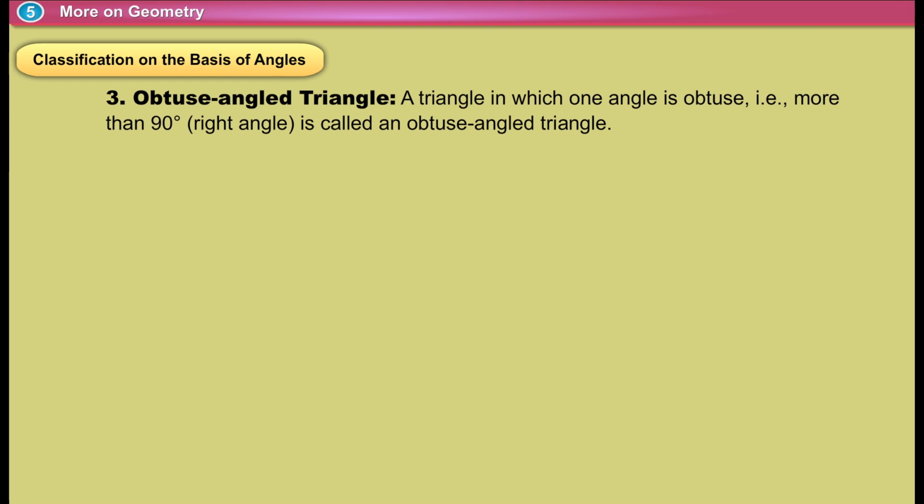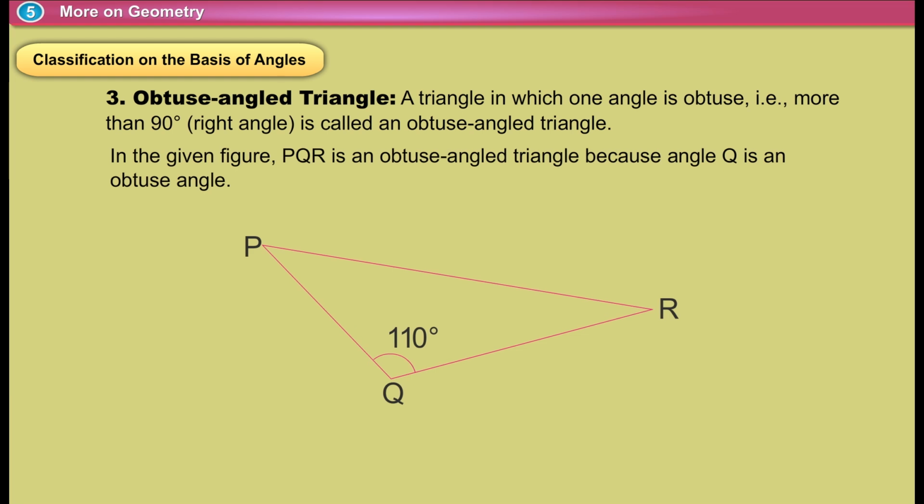3. Obtuse angle triangle. A triangle in which one angle is obtuse, i.e. more than 90 degrees, a right angle, is called an obtuse angle triangle. In the given figure, PQR is an obtuse angle triangle because angle Q is an obtuse angle.